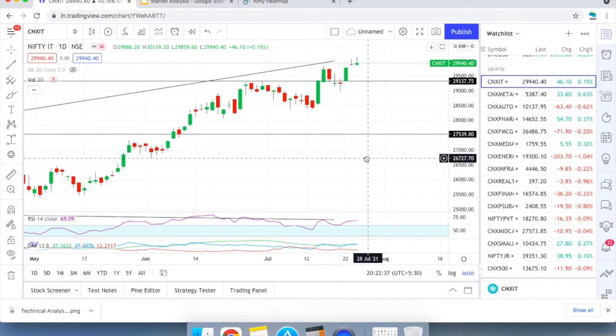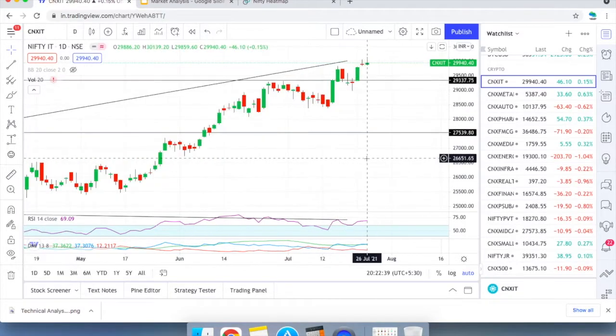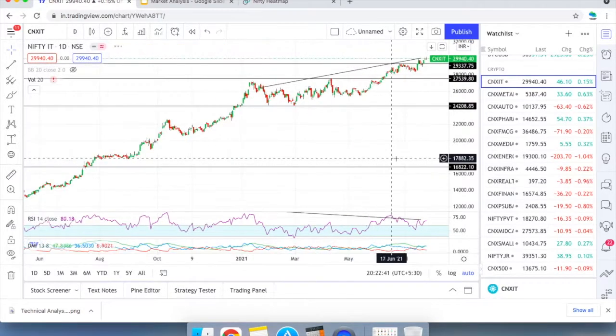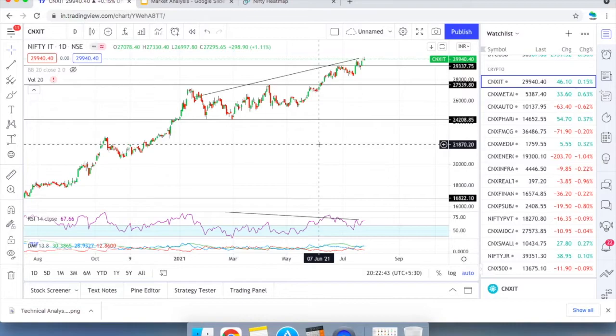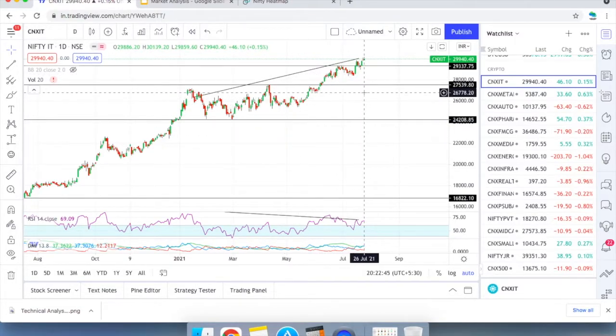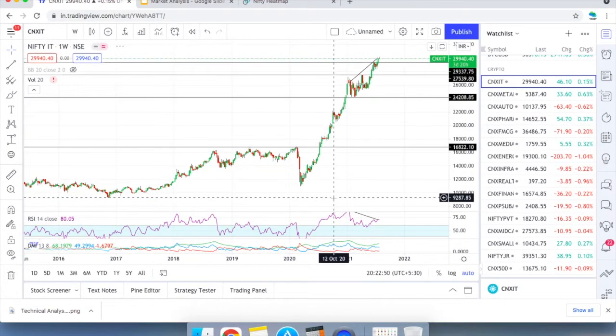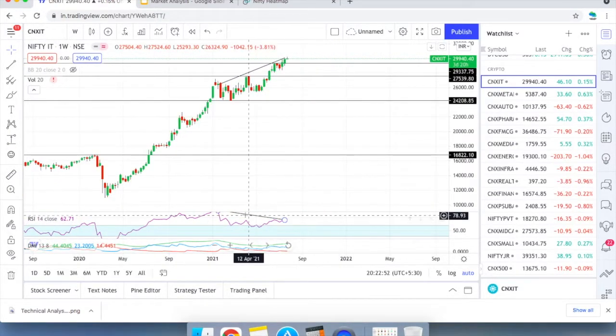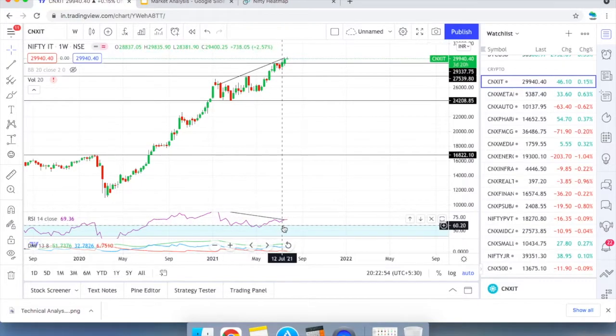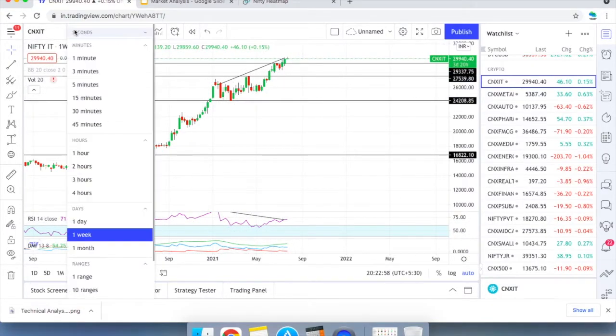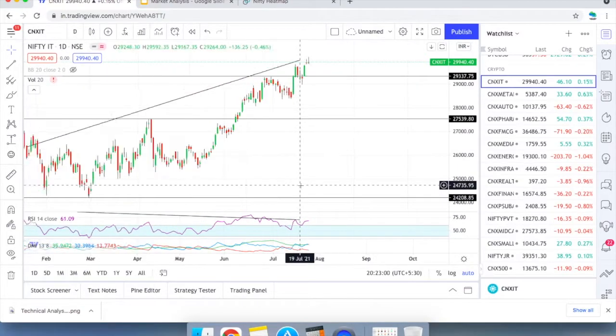Nifty IT, you can see that it is in a breakout zone as we saw. Now it is heading, trending up, right? On a weekly basis also you can see that there is a trended up move, but there is also a bearish divergence: the momentum is coming down and price is moving up, which is a cause of concern, although it is trending up.